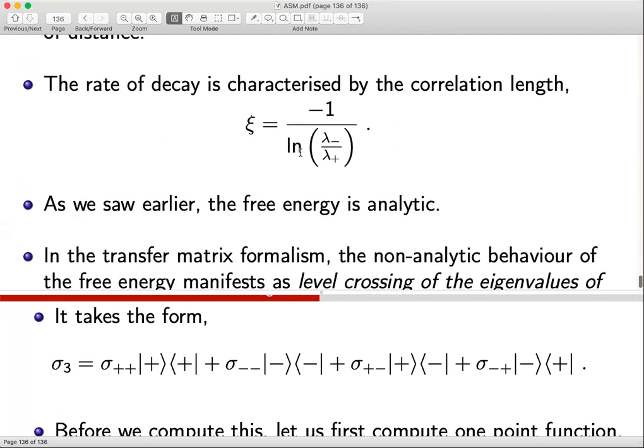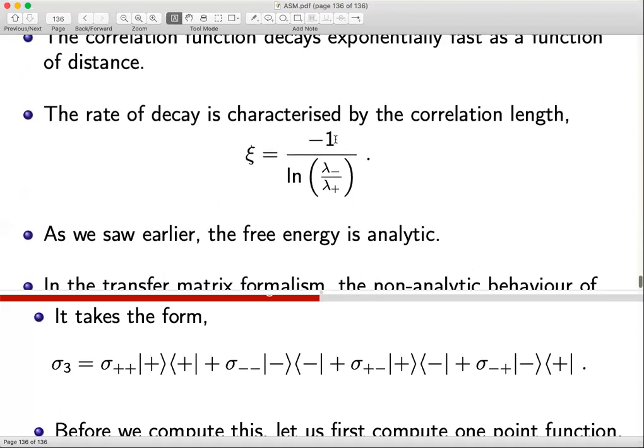So if you want to check under which situation the correlation length would become infinite, because that is supposed to be one of the signatures of the transition. Then we have already seen that the free energy is analytic. So there is no hope of getting anything like a transition, but you can expect xi going to infinity only if log becomes zero. And log could become zero only when lambda minus becomes equal to lambda plus.